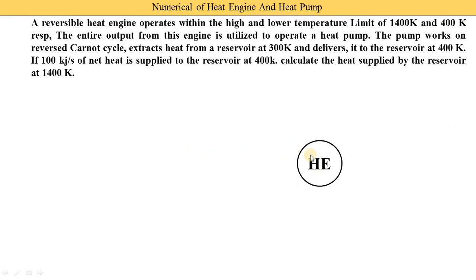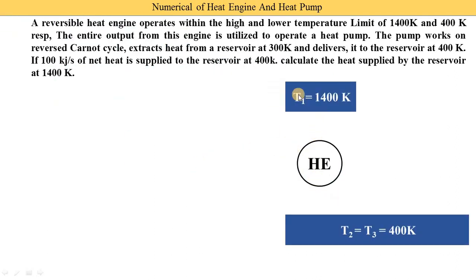So this is the heat engine, and this heat engine operates between the temperature limits T1 and T2. T1 is 1400 Kelvin, that is the higher temperature. T2 is the lower temperature, it is 400 Kelvin. And in a heat engine, Q1 quantity of heat energy is supplied from the 1400 Kelvin, and Q2 quantity is rejected to the sink at 400 Kelvin. And they produce some work done W.